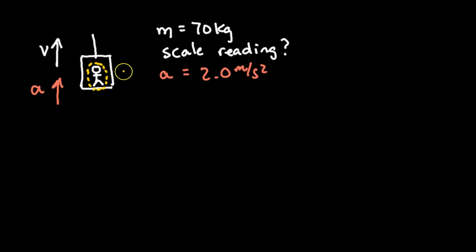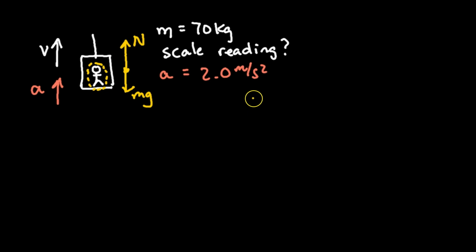So with a problem like this, or any force problem, it's usually helpful to draw a force diagram. So what forces are acting on this person? Well, we have gravity force going down, and we have normal force going up. And the normal force, which is the bathroom scale pushing up on this person, is going to be greater than the gravity force. Why? Because the acceleration is upward.